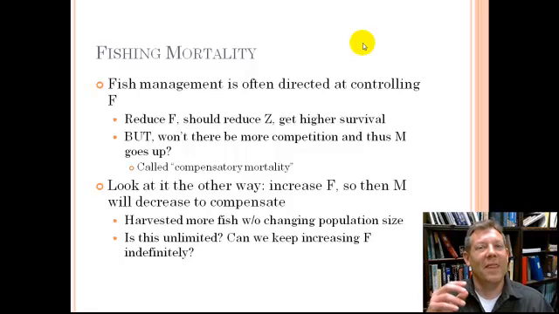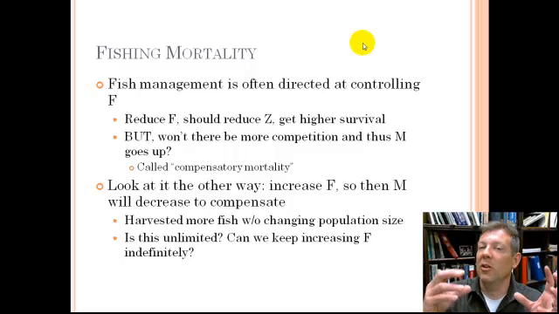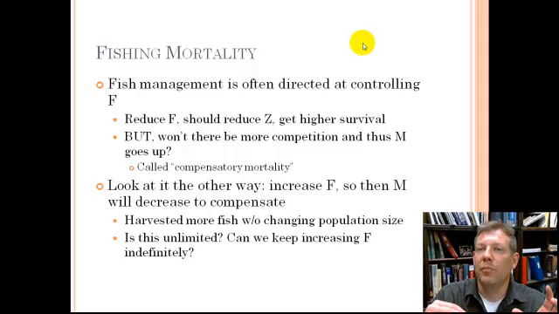And so that's what we're doing with fish management: we're trying to manipulate these mortality rates, but we're trying to find that sweet spot. And if fishing mortality gets too high, natural mortality can only drop so far, or can only compensate so much, and then you're still going to have too much mortality, and you're not going to be able to replace those fish that you're taking out.